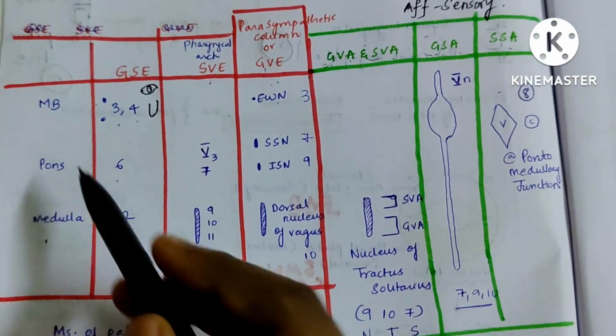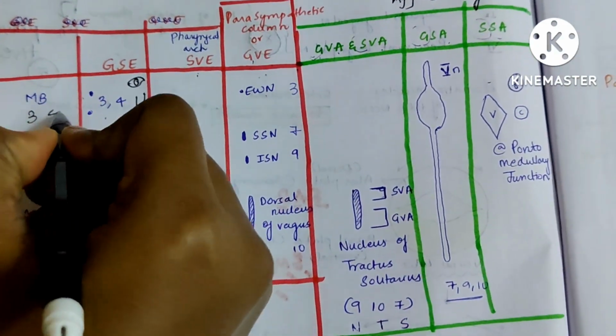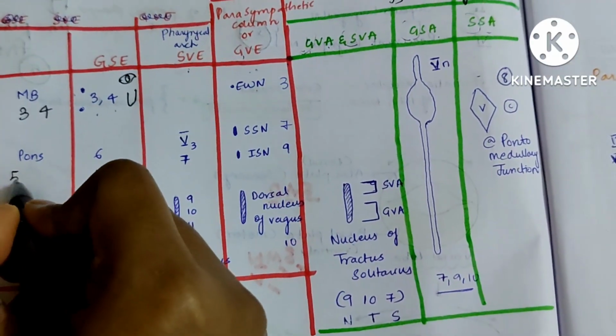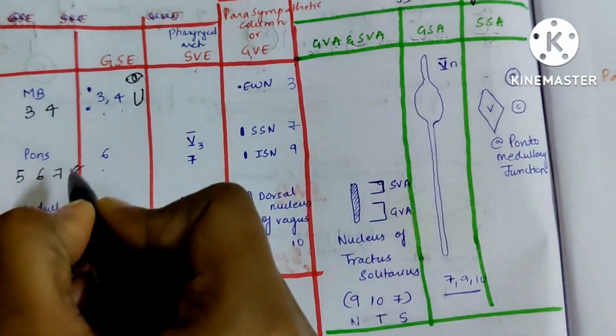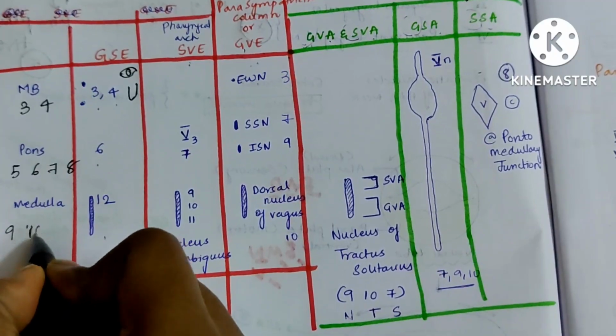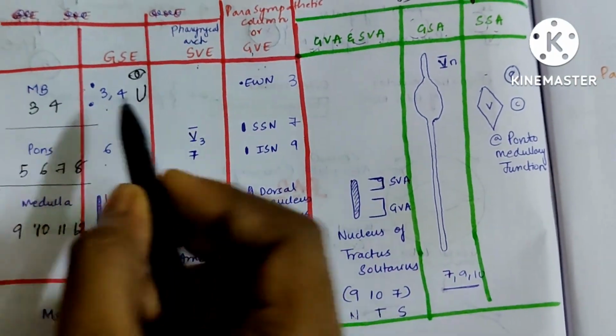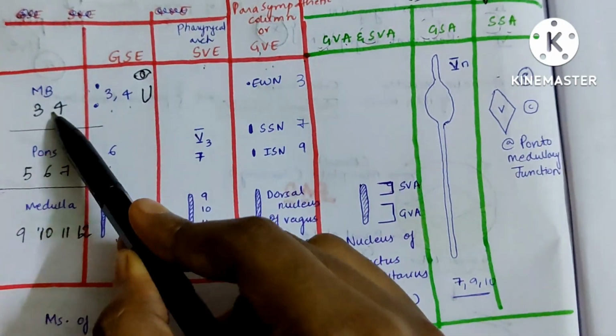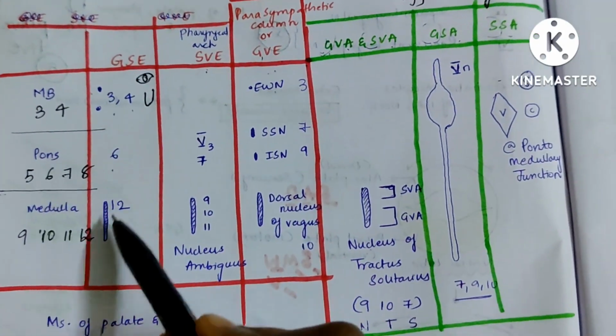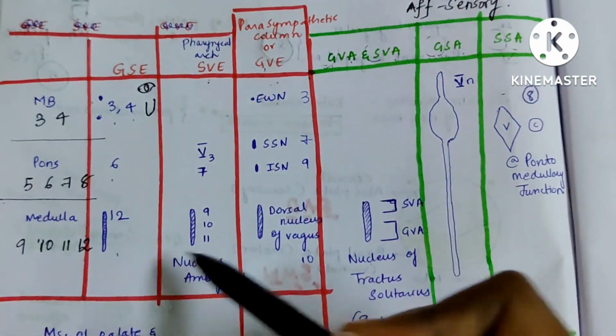The basic point here is that the midbrain involves the nuclei of the 3rd and 4th nerve. Pons is next 4: 5, 6, 7 and 8, whereas medulla is next 4: 9, 10, 11 and 12. So since 3, 4 is involved, it is for the midbrain. 6 is involved, it is in the pons. The 12th is located in the medulla. So it is like that.